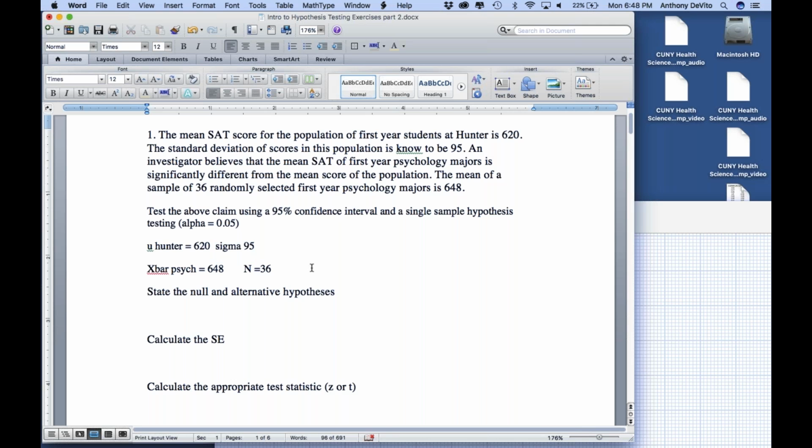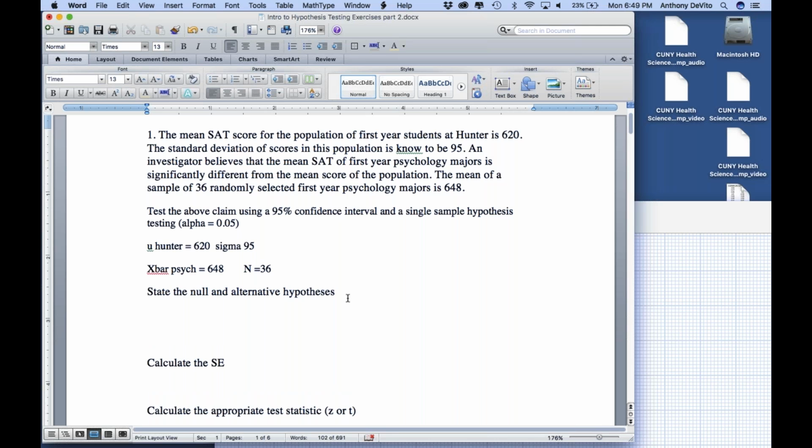Now I want to decide whether the real population mean for psych students is different from the population mean for the rest of the population. So we're going to state a null and alternative hypothesis. First, we always start off with an equality. We always start with the assumption that the two groups have the same mean, and it's incumbent on us to produce evidence that we can reject that idea and demonstrate that they don't have the same mean, and also quantify the likelihood that we would be wrong if we did that.